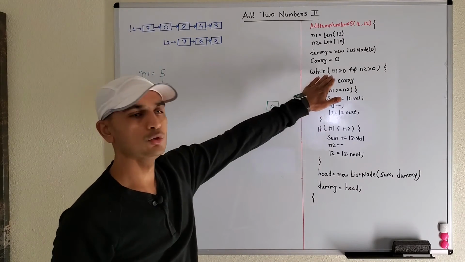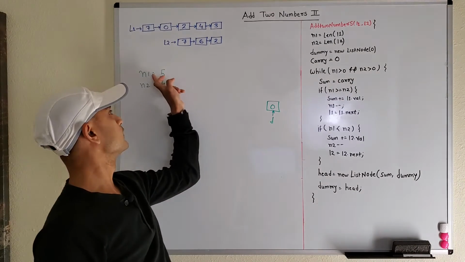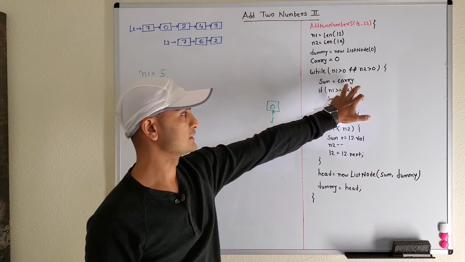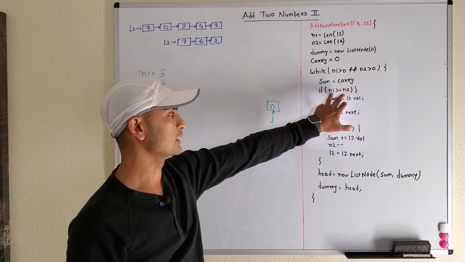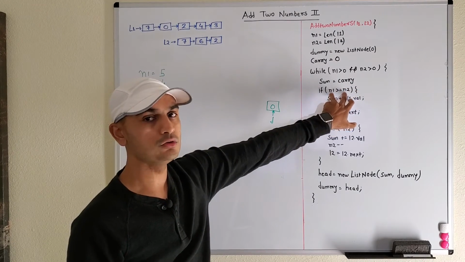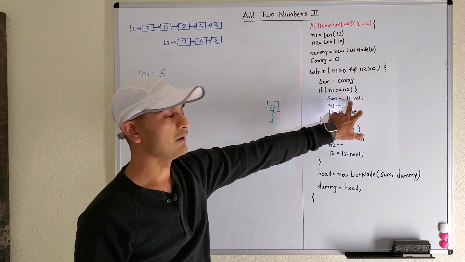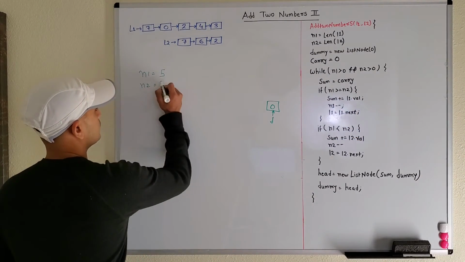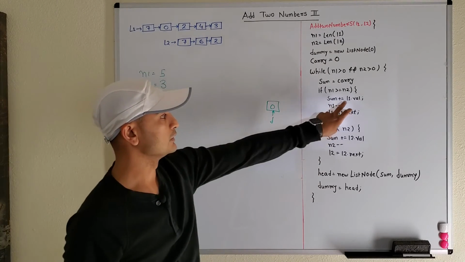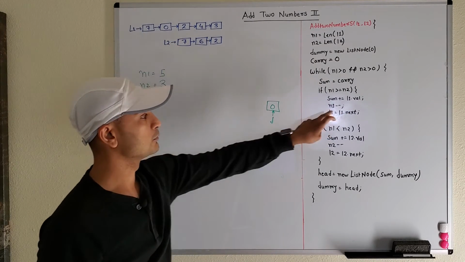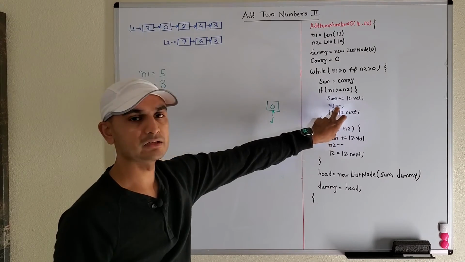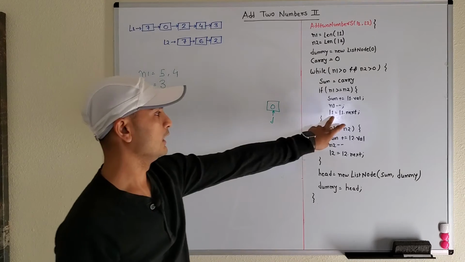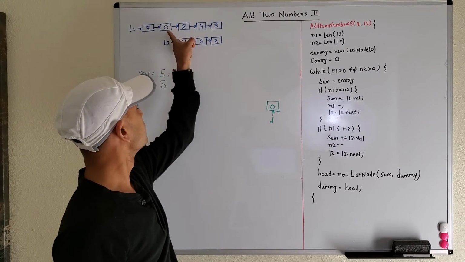And we run a while loop till n1 is greater than 0 and n2 is greater than 0. First of all, we'll have sum equal to carry, and then we'll check if n1 is greater than or equal to n2, then we take value from list 1. So n1 is 5, n2 is 4. So we take 7 from this list, put it in the sum, and we do n1 minus minus. So this will become 4, and L1 goes to L1 dot next.